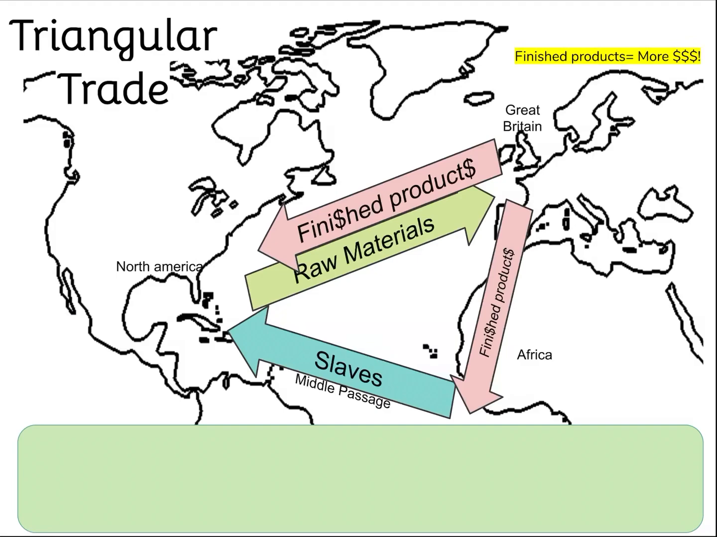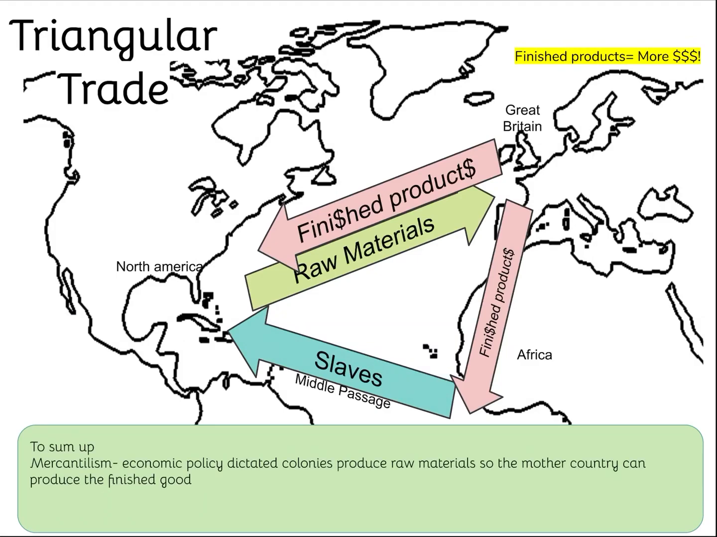So Great Britain is going to produce those finished products and export them back to North America or to Africa. Once they're in Africa, slaves are going to be traded for those finished products. Slaves go across the Atlantic Ocean in the Middle Passage. Many, many slaves die on this Middle Passage, and we'll talk about that later. But they get transported to North America, where they are enslaved to produce the raw materials that Great Britain needs to produce those finished products.